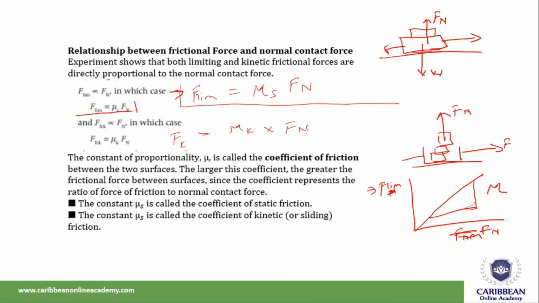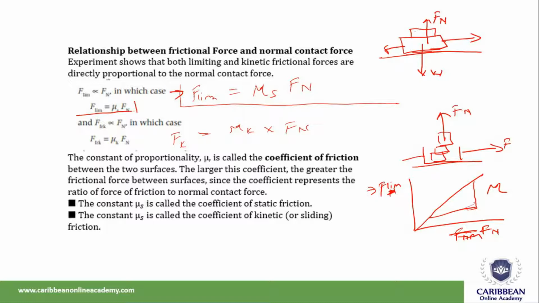So for an object that is not moving, this is the one that applies: the limiting friction, which is the same thing as static friction, is equal to a constant, which is mu s, and the s here stands for static. So the coefficient of static friction multiplied by the normal reaction force will tell us what the limiting friction is.